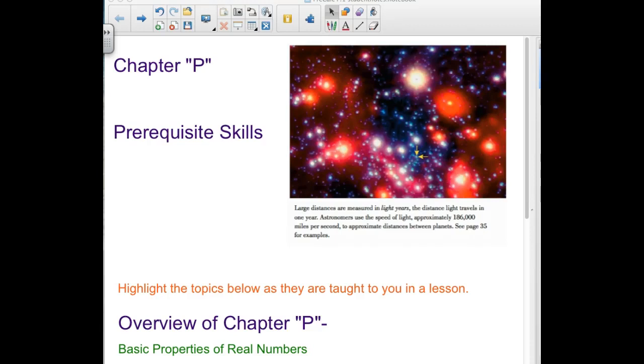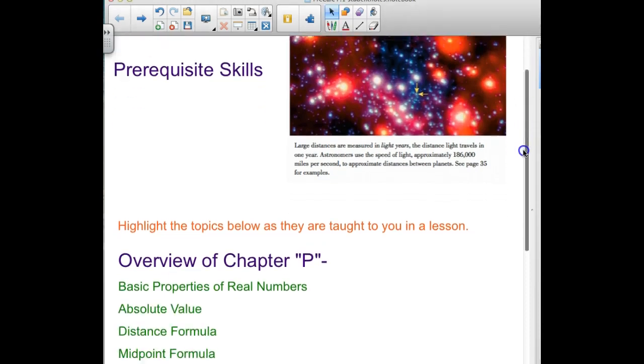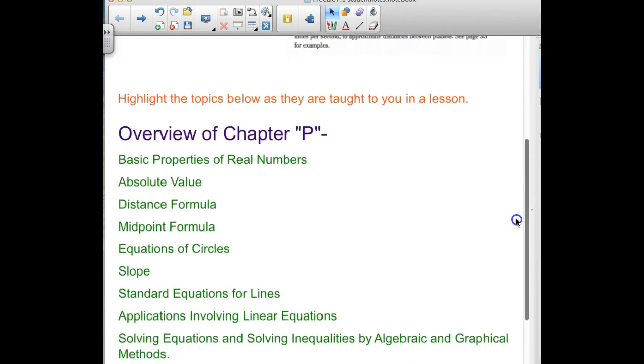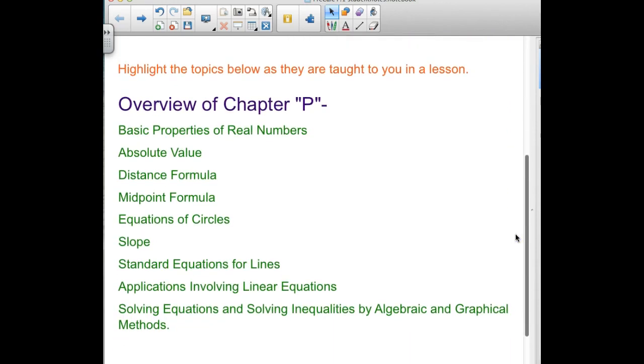All right, welcome to Pre-Calculus. We will be starting the year here with this prerequisite chapter, an overview of the topics, and I did put in here that you could highlight these as we go through them this semester. Also make a note of any that you think you might need some extra review on.